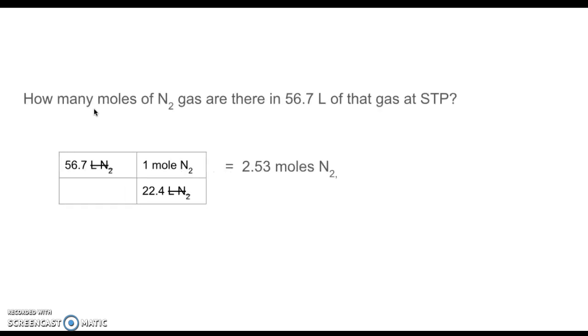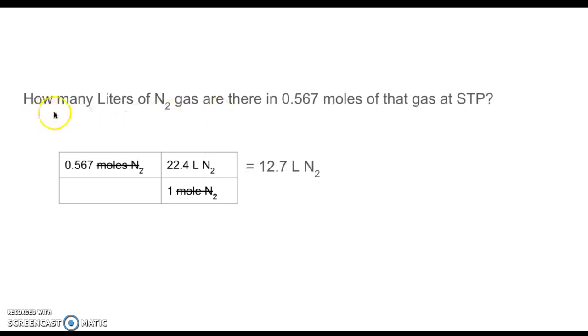So here's an example of a problem. How many moles of N2 gas are there in 56.7 liters of that gas at STP? A couple things. One, gas. Two, STP, so we know that we can use our same conversion. So I write down my given, 56.7 liters of N2. Then I take my ratio, I put liters on the bottom so that they cancel, and then I put 1 mole on top. I then multiply, then divide, and I round my answer to 3 sig figs. So I get 2.53 moles of N2.